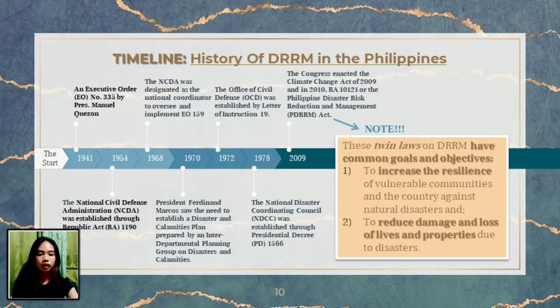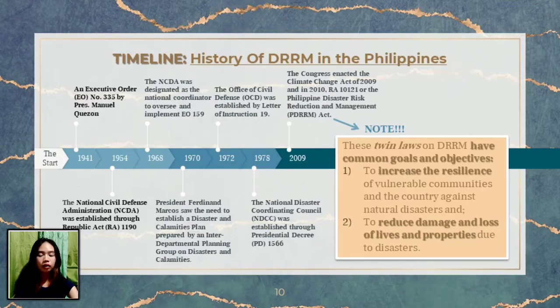Finally, in 1978, through Presidential Decree No. 1566, the National Disaster Coordinating Council, or the NDCC, was established as the highest policy-making body and the focal organization for disaster management in the country. The law also provided for the establishment of regional, provincial, city, municipal, and barangay disaster coordinating councils.